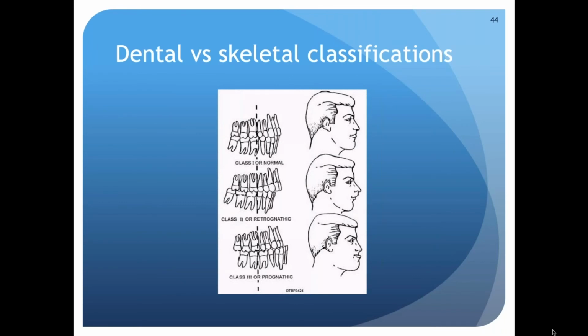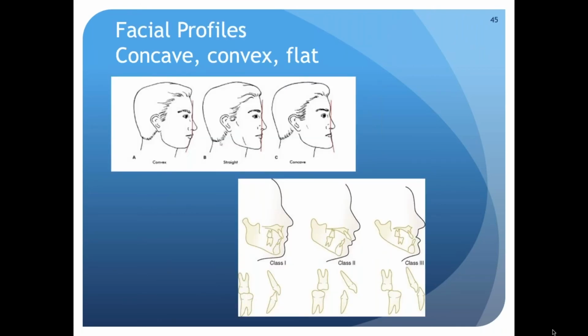So then we also want to talk about dental versus skeletal, because those can be kind of different, what our angle classification is versus a true skeletal classification. So we have our class 1, kind of normal, and that's our straight-on profile that you would see in the middle in B there. Class 2 is going to be a little bit more retruded skeletally, and that's going to give us our more convex profile. And then we have our concave profile, which is our class 3 skeletal.